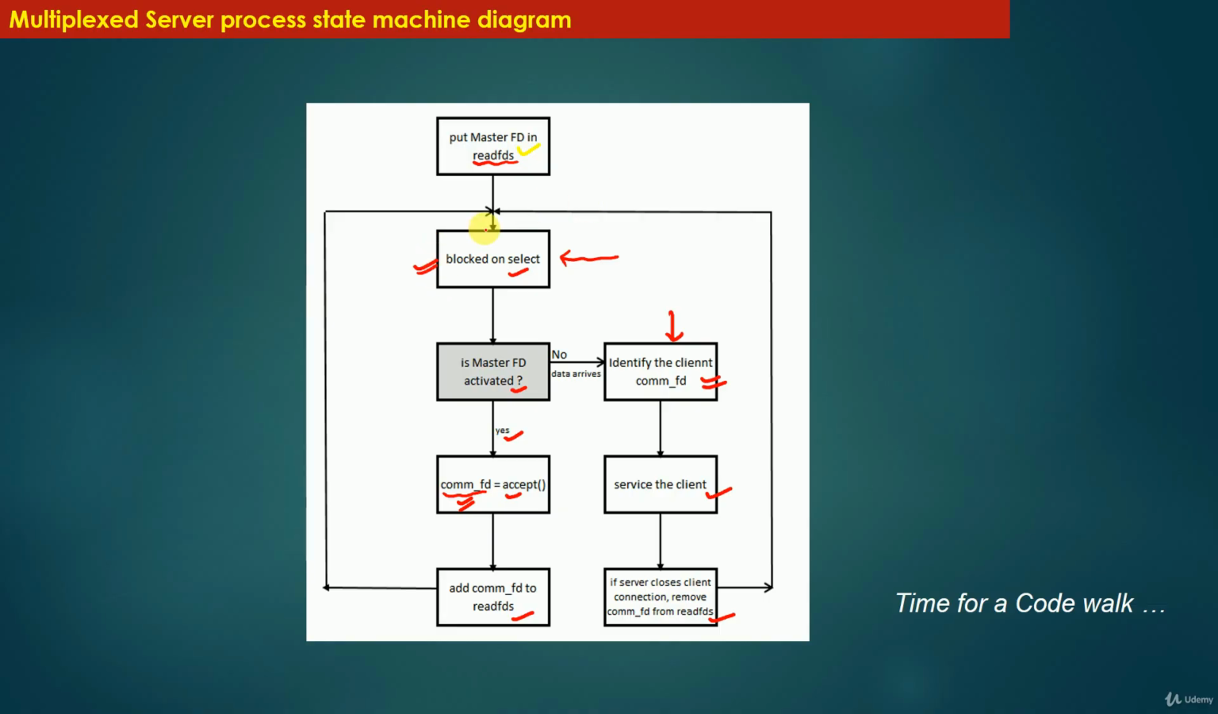So the previous diagram and this flowchart together make it very clear how a multiplex server actually works. So we are in a position to discuss code which implements a server process with multiplexing capabilities. So let's have a code walkthrough.